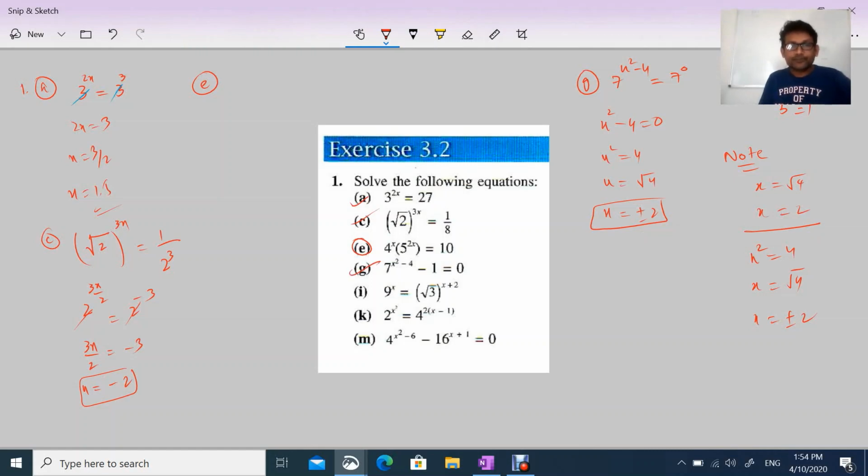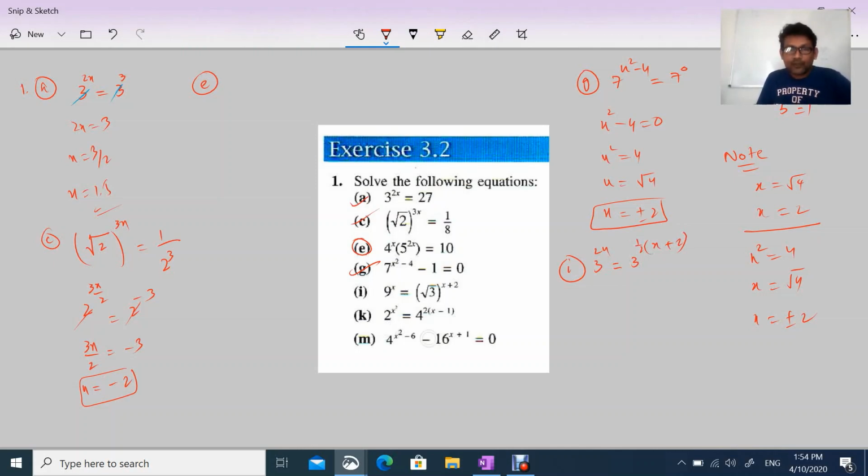We have done g. Now part i: I'm writing 3 power 2x, and I can write 3 power 1 upon 2. So 3 power 1 upon 2 multiplied by x plus 2, and you can compare the powers.